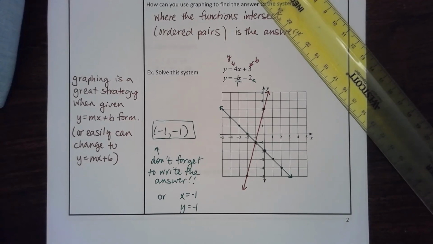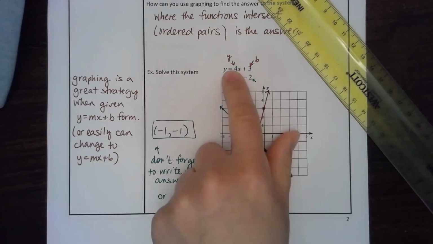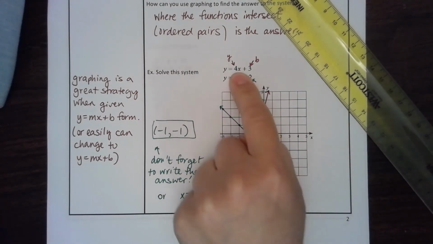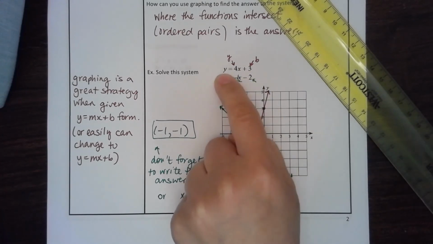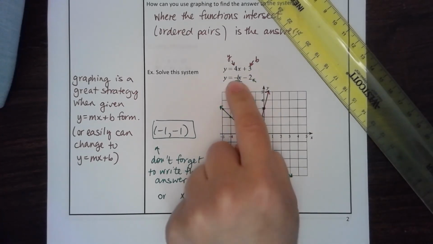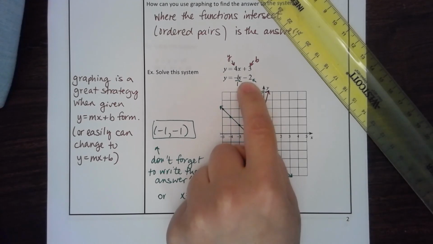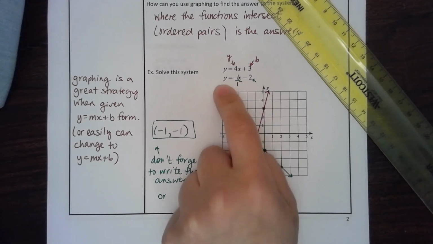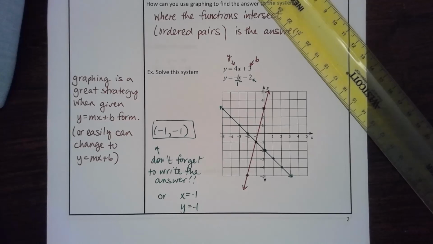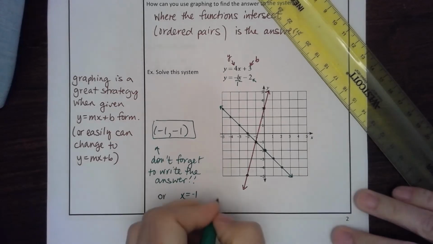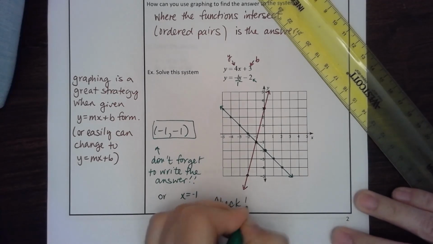Okay? A really good thing to do would be to check that these work. Substitute -1 and -1 here. So 4 times -1 is -4, plus 3 is -1. Hey, that's what y equals. So that works. And then the negative of -1 is 1, minus 2 is -1. Hey, that's what y is there too. So our answer is a good answer. So we should always check our work.